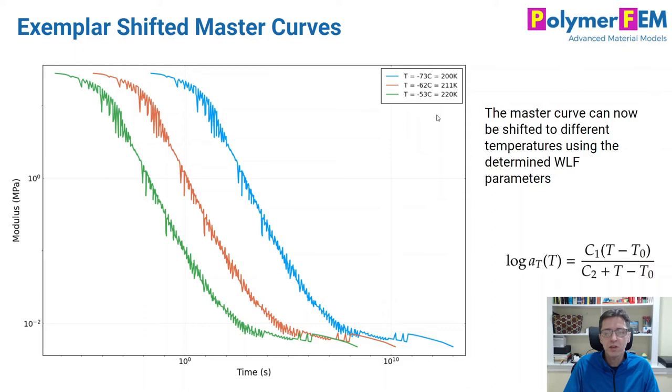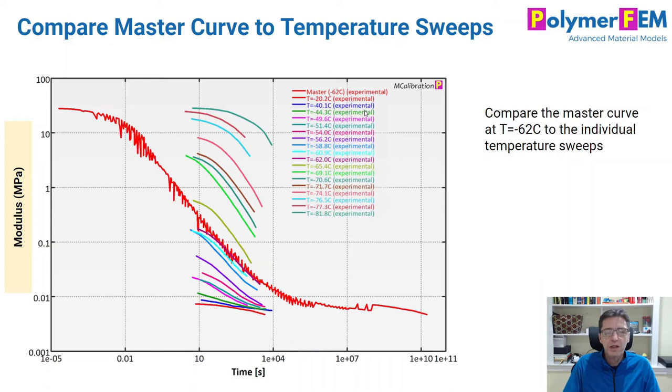And if I want to compare the original measurements reported by Tobolsky with the master curve, this is what it would look like. I basically shifted these out to get this master curve in the end. So this is the result of the master curve extraction.